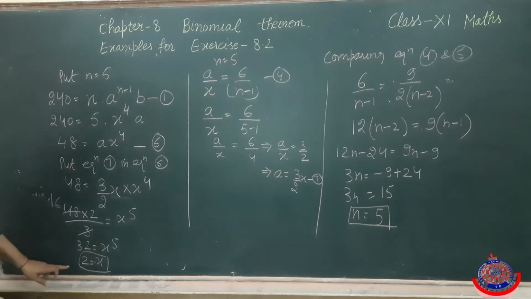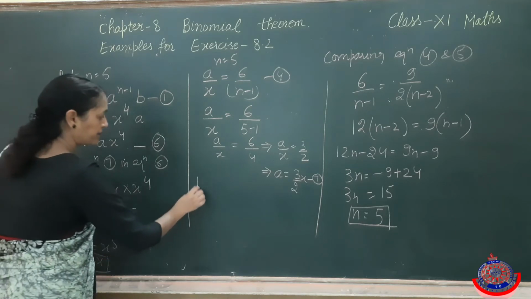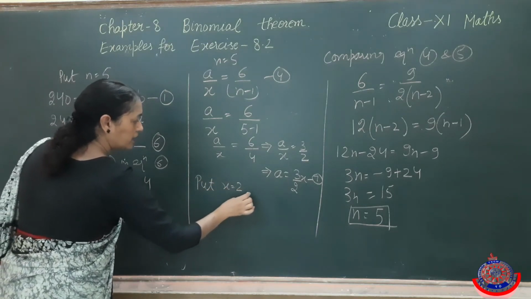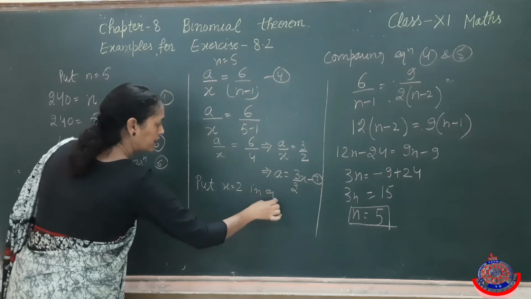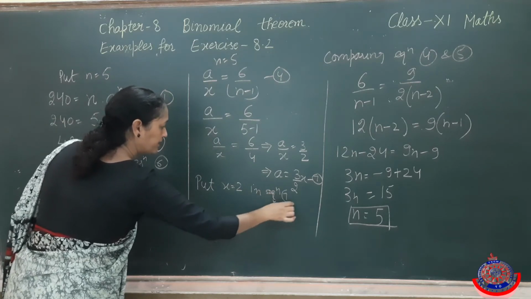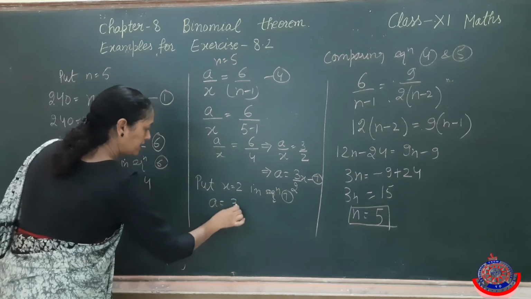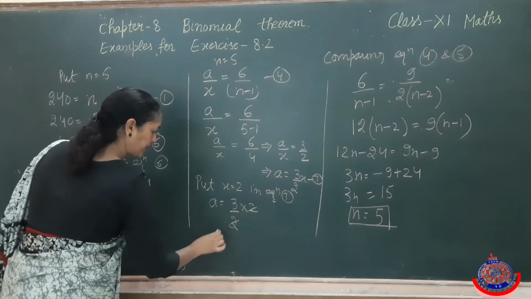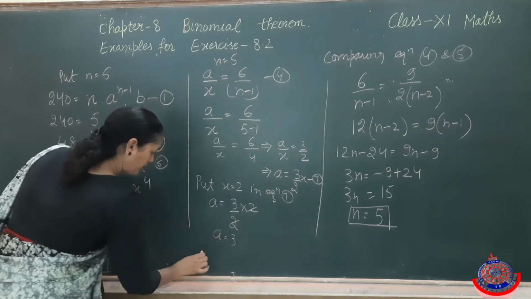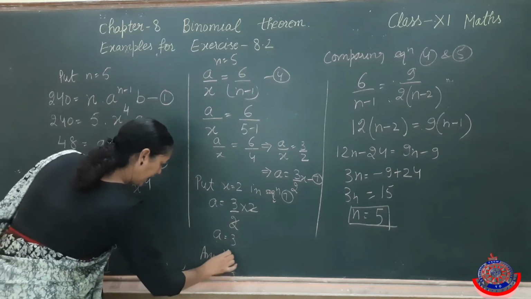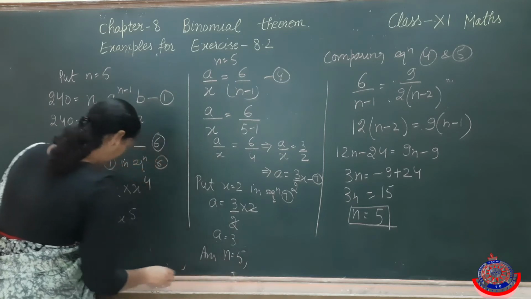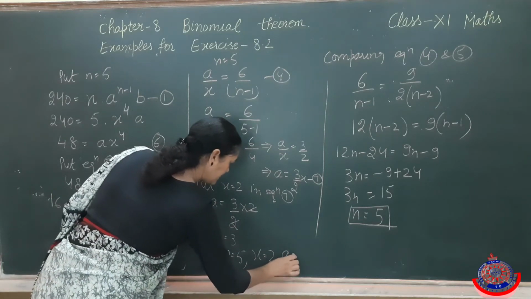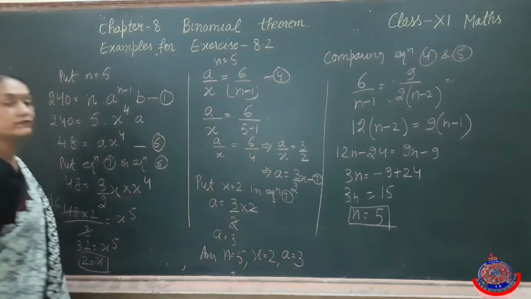Now if you put x equals 2 in equation 7, a will be 3 upon 2 into 2, that is 3. So what we have got: n is 5, x is 2 and a is 3.